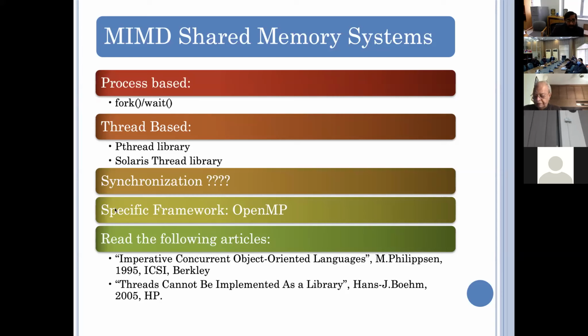So what you can do is programming using OpenMP. There are different pros and cons to discuss about programming on threads. You can read these base papers. Those are imperative concurrent object-oriented languages, and threads cannot be implemented as a library. So OpenMP technically is a library-based solution. Now the question is how we can do programming in a shared memory system.